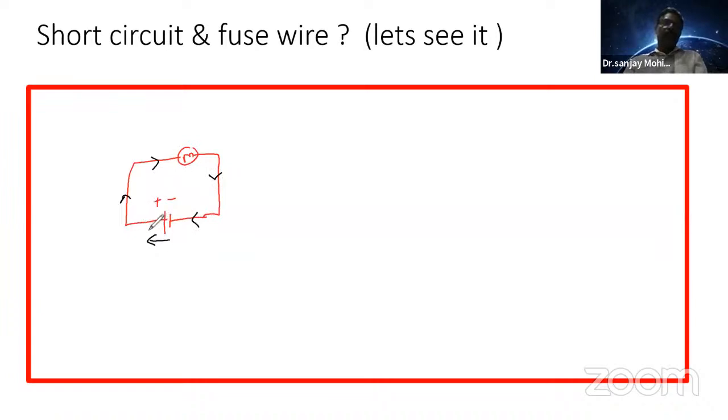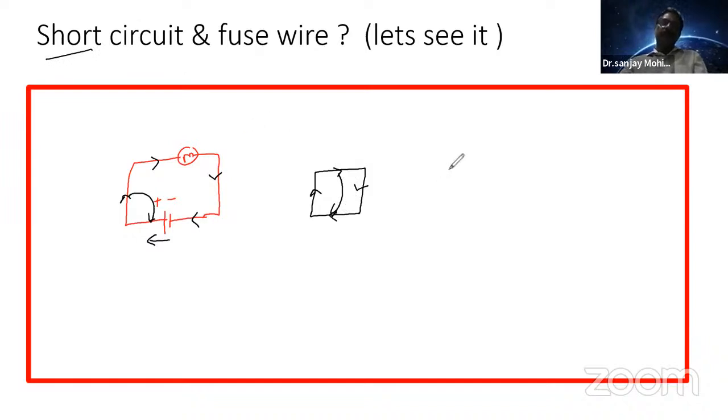But instead of current flowing in this direction, it flows in a shortcut direction. This is the actual path, so current should flow in this direction. But instead of this, it comes directly in this direction. It uses a shortcut path, and this is called a short circuit.